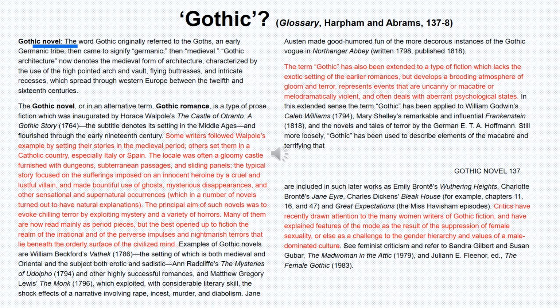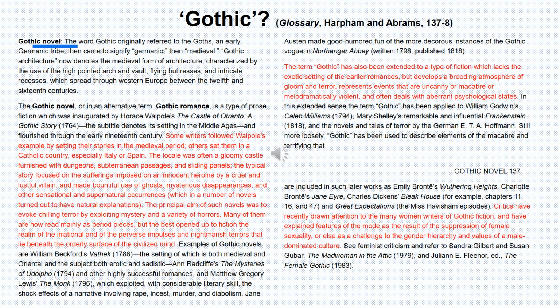We begin in the exotic space of Transylvania, right, but end up back in London. Those that have extended the term Gothic, extended it to a type of fiction which lacks the exotic setting but nevertheless develops a brooding atmosphere of gloom and terror, no matter how domestic the setting and how ordinary the sphere and space in which the uncanny surfaces, representing events that are uncanny or macabre or melodramatically violent, often dealing with aberrant psychological states.